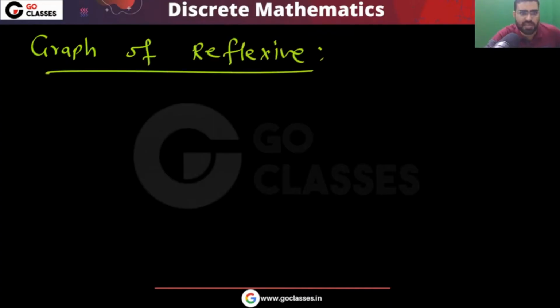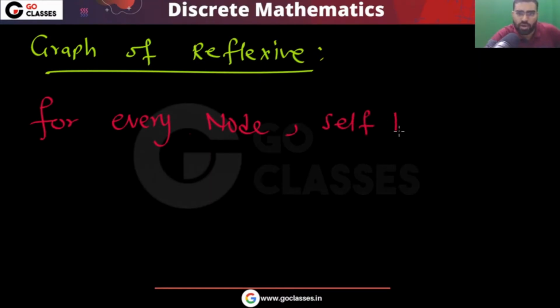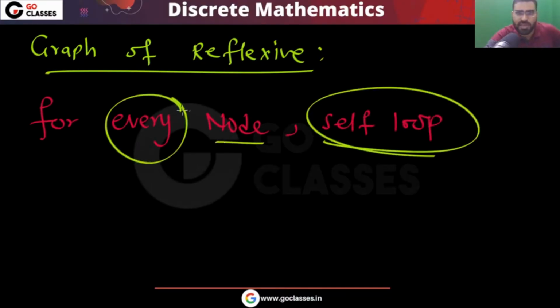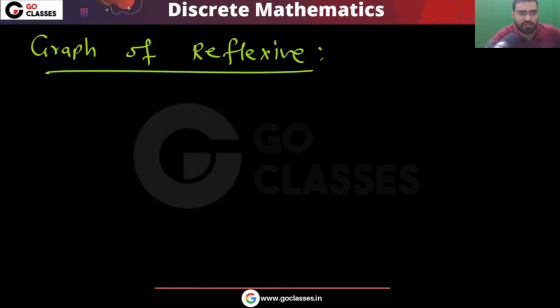Let's see the graph of a reflexive relation. What will that be? The graph of a reflexive relation will be like this. For every node, there must be a self loop. Very important: whatever node you take, we must have a self loop. This is called the reflexive property. This is the graph of reflexive.